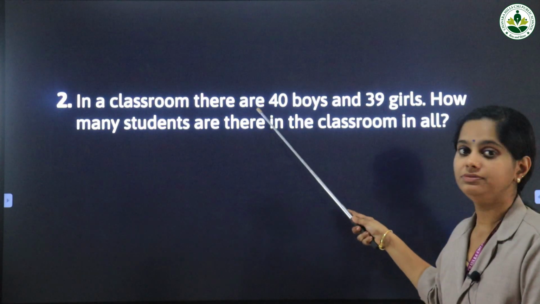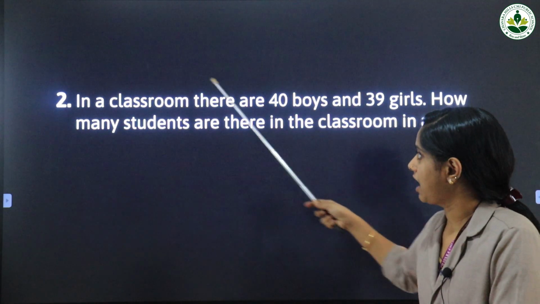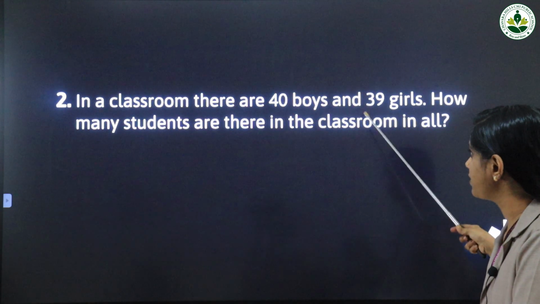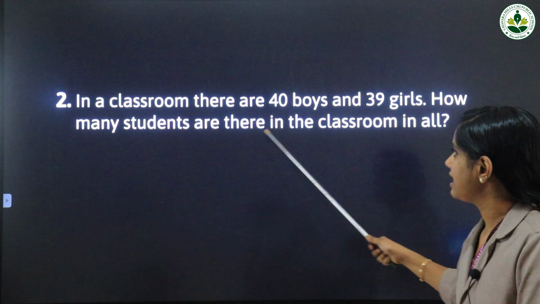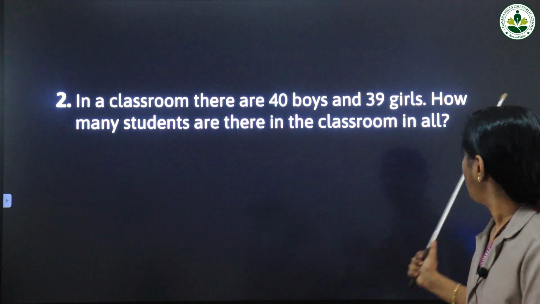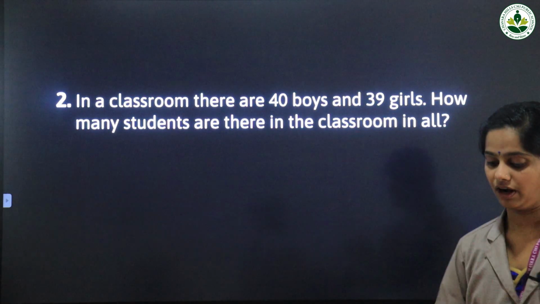Look here. In a classroom, there are 40 boys and 39 girls. How many students are there in the classroom in all?